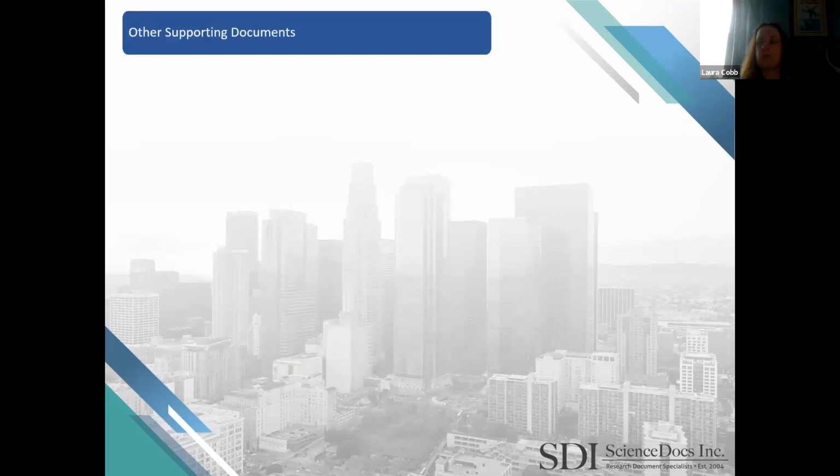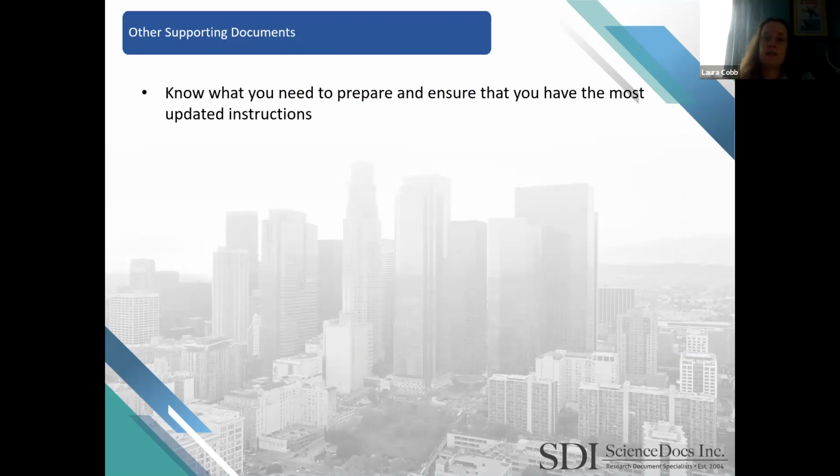So just briefly, we will talk about some of the other supporting documents. In addition to the specific aims, the project summary, narrative, and research strategy, there are a whole host of other documents that you may or may not need to prepare depending on the nature of your technology and aims. And as I mentioned earlier, know what you need to prepare ahead of time by gathering your checklist together when you first start writing this.